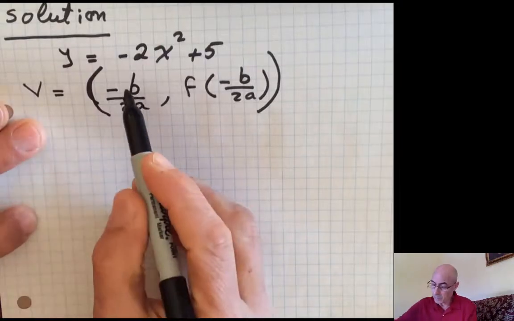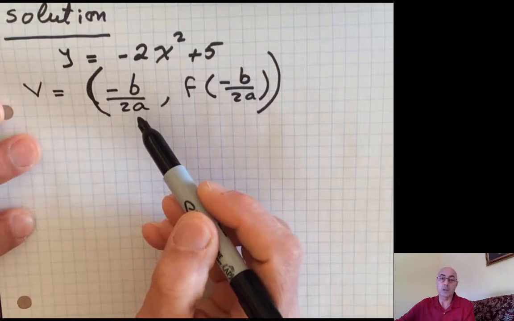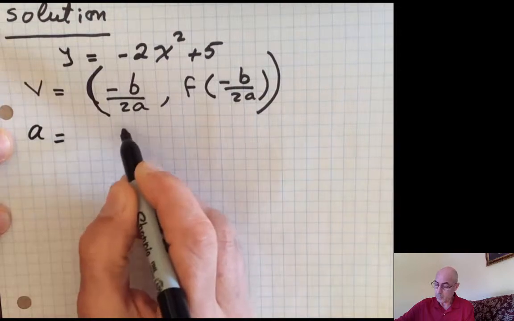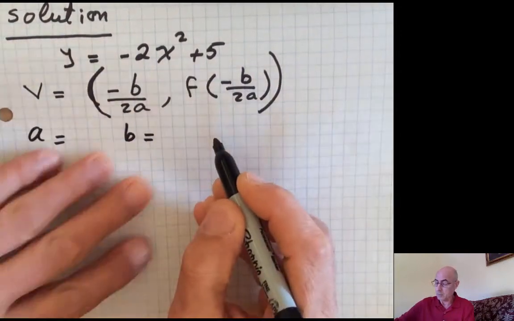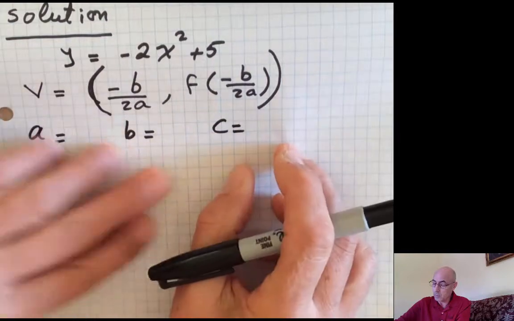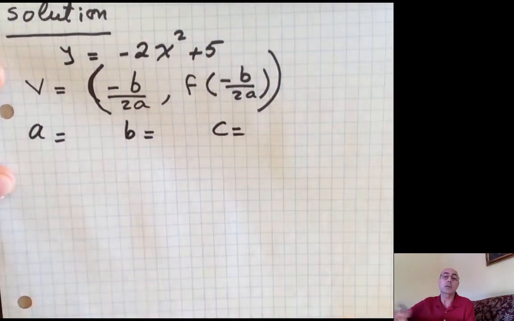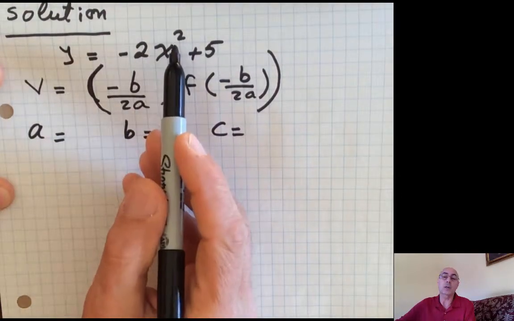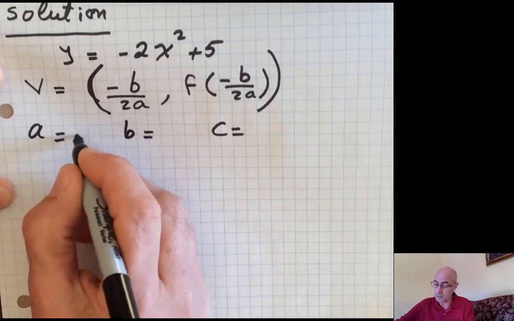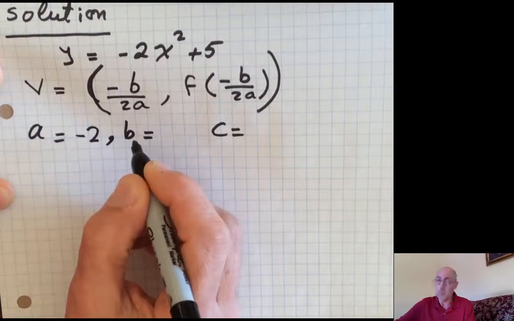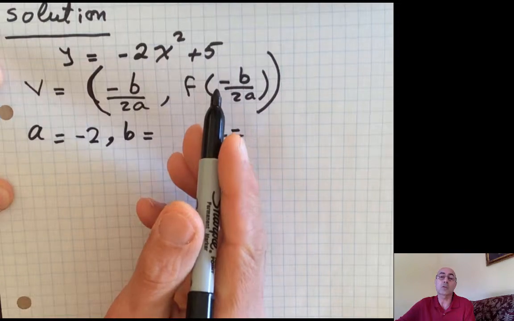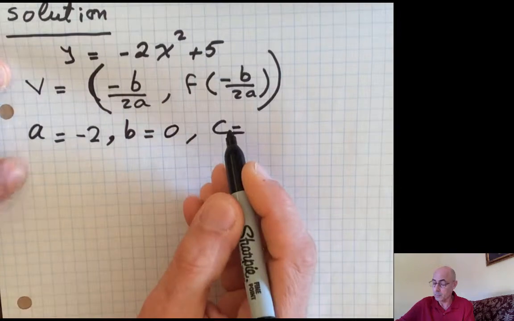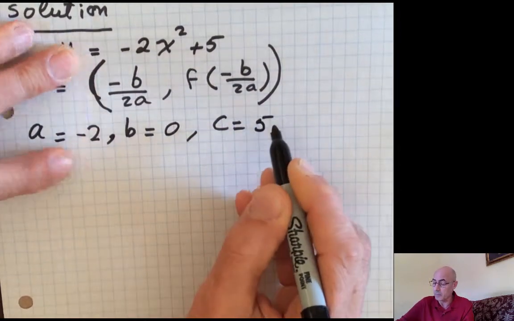So now we need to find the value of negative b over 2a. So we go back here and we find what is a, what is b. We don't need c, but I'm just going to show you how to get c in case you are using the whole formula to solve the equation. A is the coefficient of x squared, the number in front of the x squared. In our case, it's negative 2. B is the coefficient of x, the number in front of the x. We have no x, 0x, so b is 0. C is the constant, which is 5.